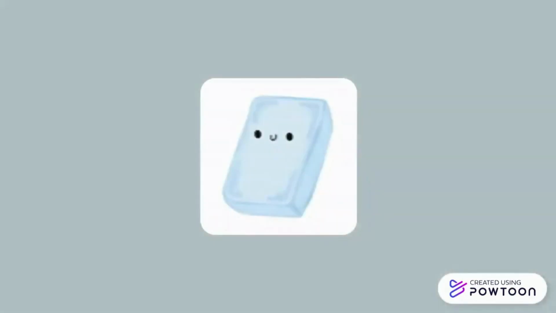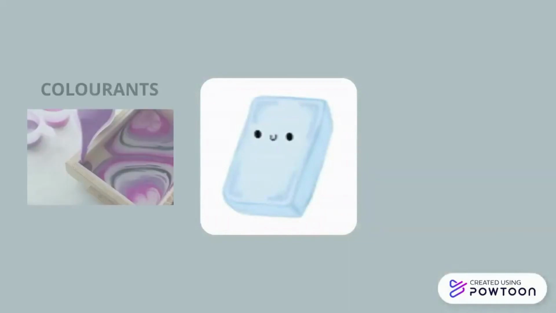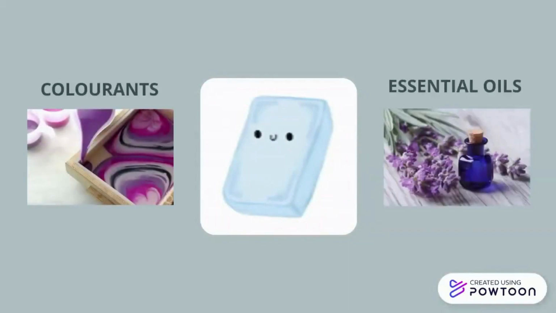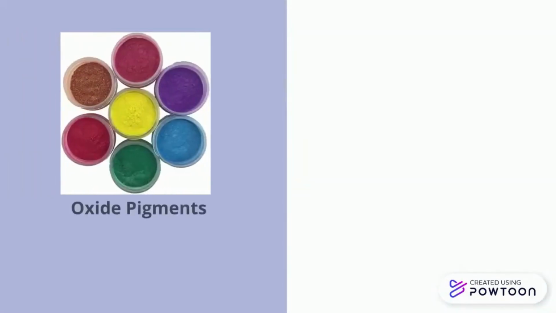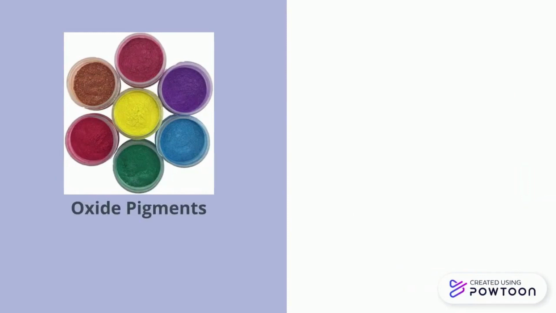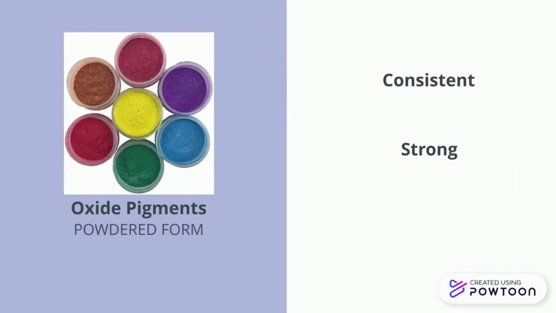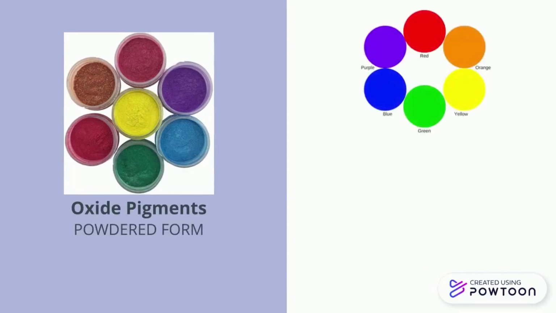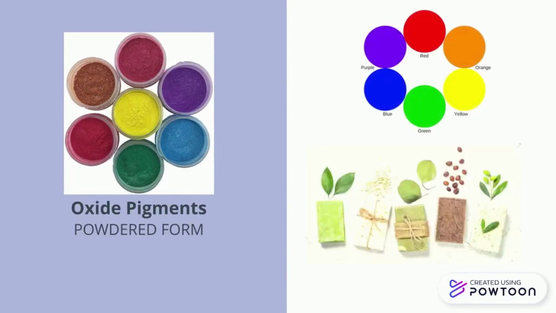But other than making soap by hand, you can add colorants and essential oils to put some color and fragrance to your soap. There are oxide pigments and mica colorants. Oxide pigments come in powdered form. Although they are consistent and strong in color, there are not a lot to choose from. They are synthetic but are usually made with natural ingredients.